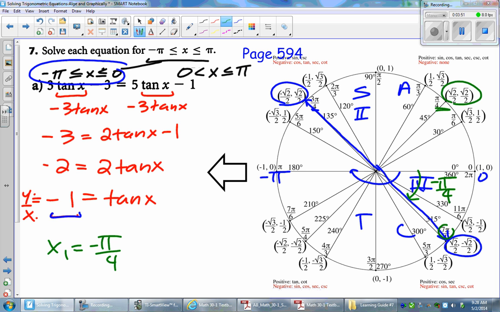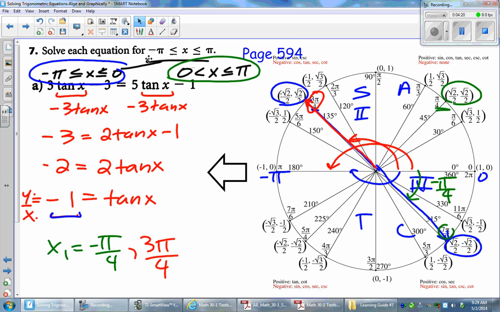And then our second possible solution is going to lie in this domain, so between 0 and pi. Now, if we go from 0 to pi, remember that's in the counterclockwise direction. 0 to pi is within that domain, and we do have a solution. Our solution is once again in quadrant 2, and that angle is 3 pi over 4 given by the unit circle. So just to conclude this, I have 2 possible solutions that fit this equation, one at negative pi over 4 and the other at 3 pi over 4.